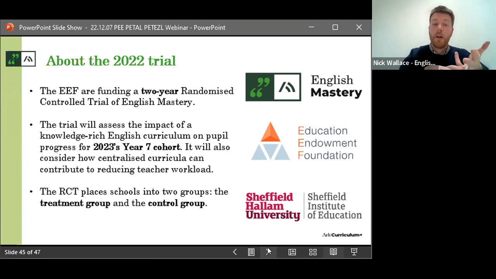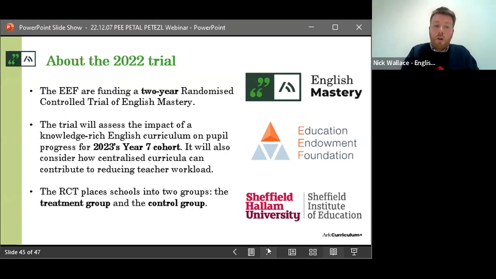across the country. We are currently inviting schools to apply to join us on a randomised control trial. So I'll tell you now what a randomised controlled trial, or RCT, is. The trial is going to assess the impact of a knowledge-rich English curriculum on pupil progress for 2023's Year 7 cohort. So your Year 7s will be joining you next September. It will also consider how the centralised curricula can contribute to reducing teachers' workload.